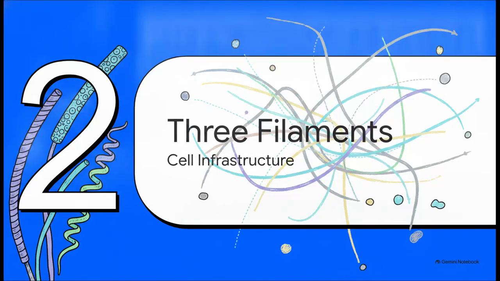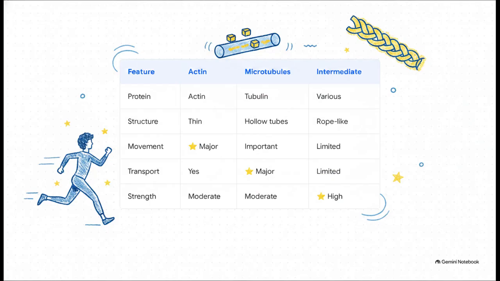Moving on to Part 2. The 3 cytoskeleton filaments, the infrastructure of the cell. Okay, let's break down these specific jobs. Think of these as the different types of building materials in our cellular city. First up, we've got actin. These are thin filaments, and they are the major players when it comes to cell movement.